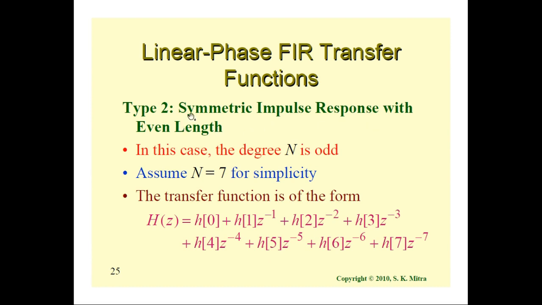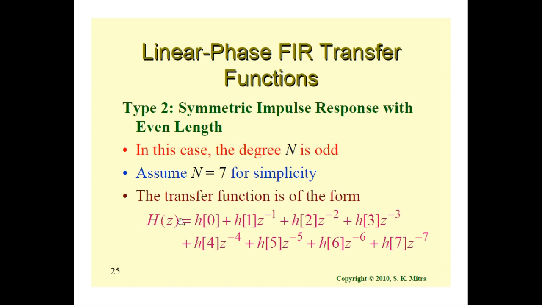In the case of type 2, the impulse response is still symmetric, but there is one subtle difference as compared to type 1. Here we have even length. Therefore, the degree of N is odd, or in other words, the filter will have an odd order. That is N equal to 7 in our case, as we had selected an example in the previous case as well with an order of 8.